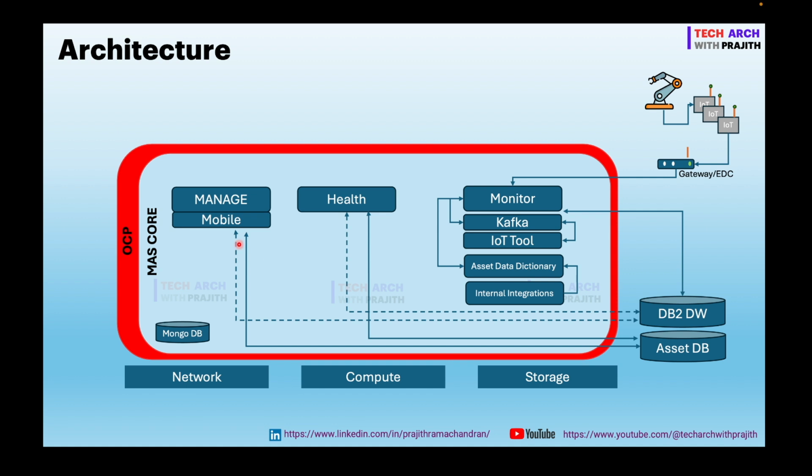There is a dotted line you can see from Manage and Health pointed to the DB2 data warehouse. What it indicates is that you can choose to have a single database for your Manage, Health and Monitor, which is DB2 DW, and get rid of this asset DB, right? If you choose to do that.